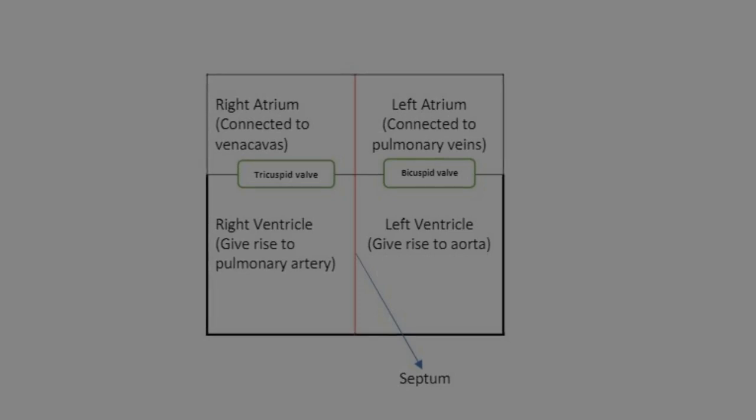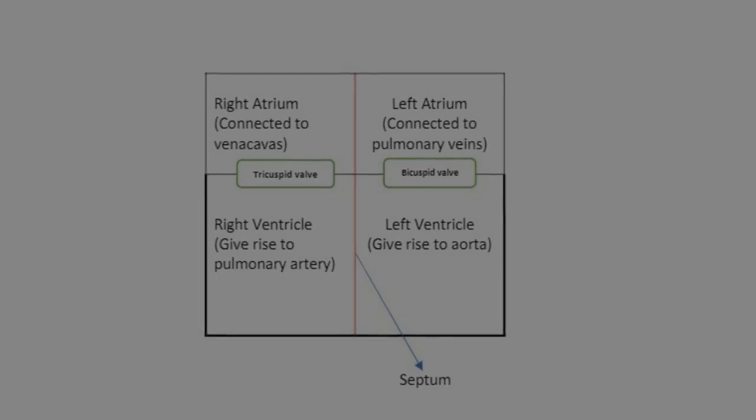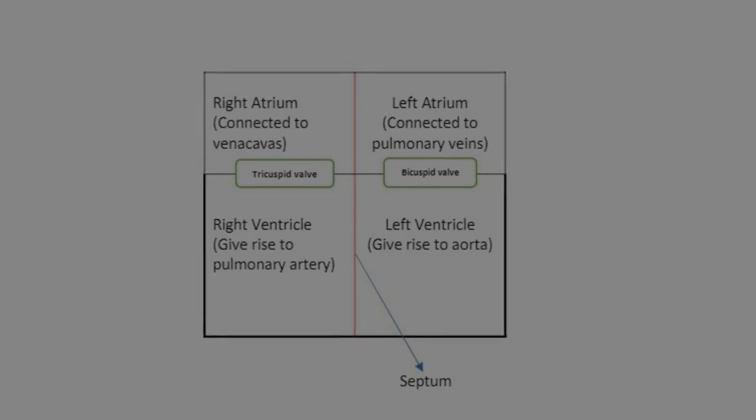The left part of the human heart is divided into upper left atrium and lower left ventricle by the bicuspid or left atrioventricular valve. The right part of the human heart is divided into upper right atrium and lower right ventricle by the tricuspid or right atrioventricular valve. We will discuss the function of these valves in the next video, which will focus on the circulation of blood.